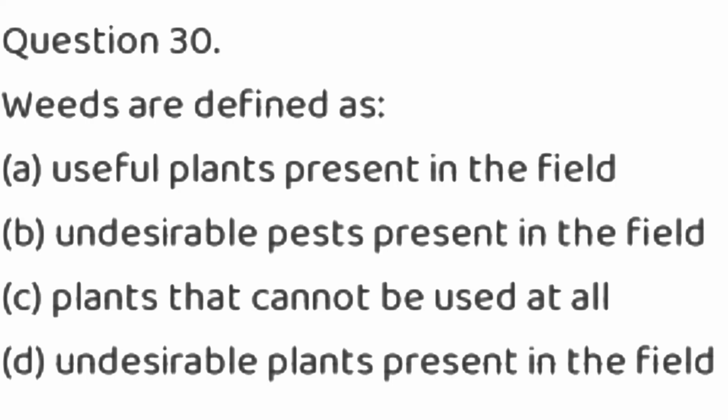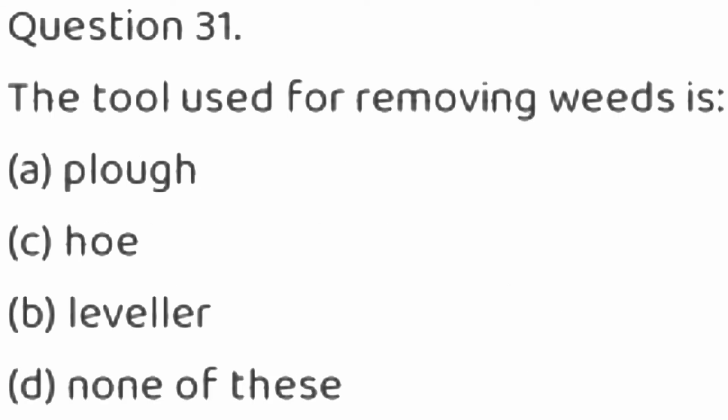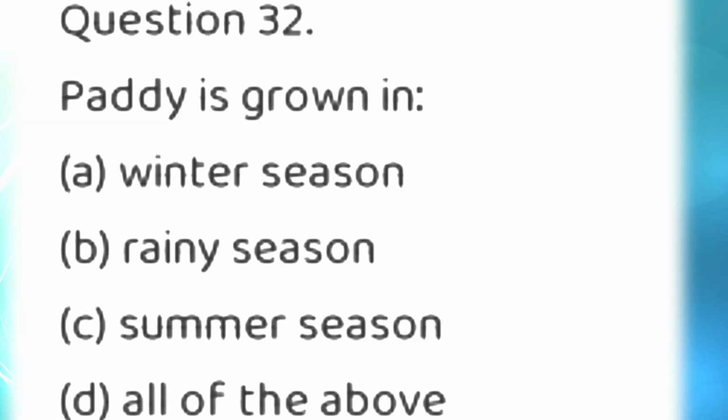30th question: Weeds are defined as useful plants present in the field, undesirable pests present in the field, plants that cannot be used at all, the undesirable plants present in the field. And the answer is undesirable plants present in the field. 31st question: The tool used for removing weeds is plough, hoe, leveler, none of this. And the answer is hoe. 32nd question: Paddy is grown in a winter season, rainy season, summer season, all of above. And the answer is rainy season.